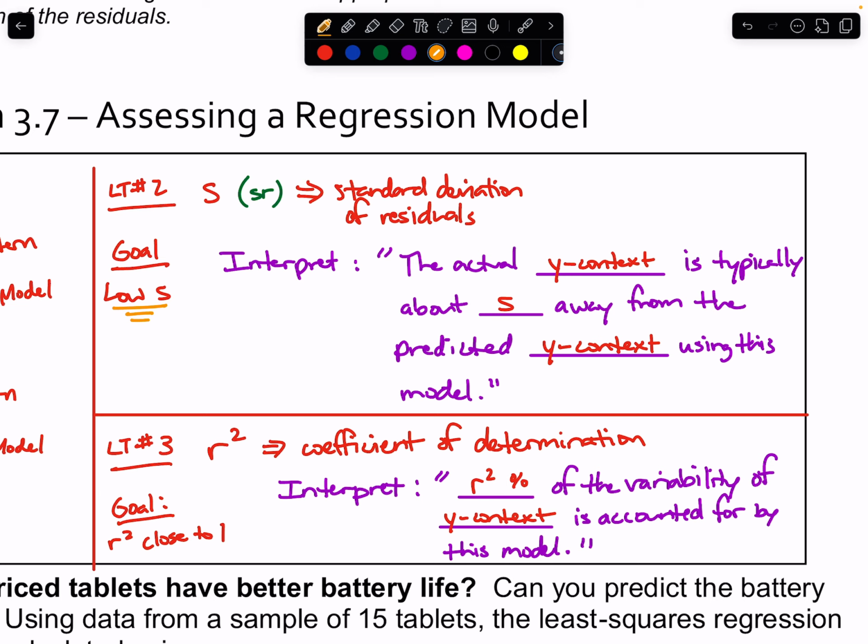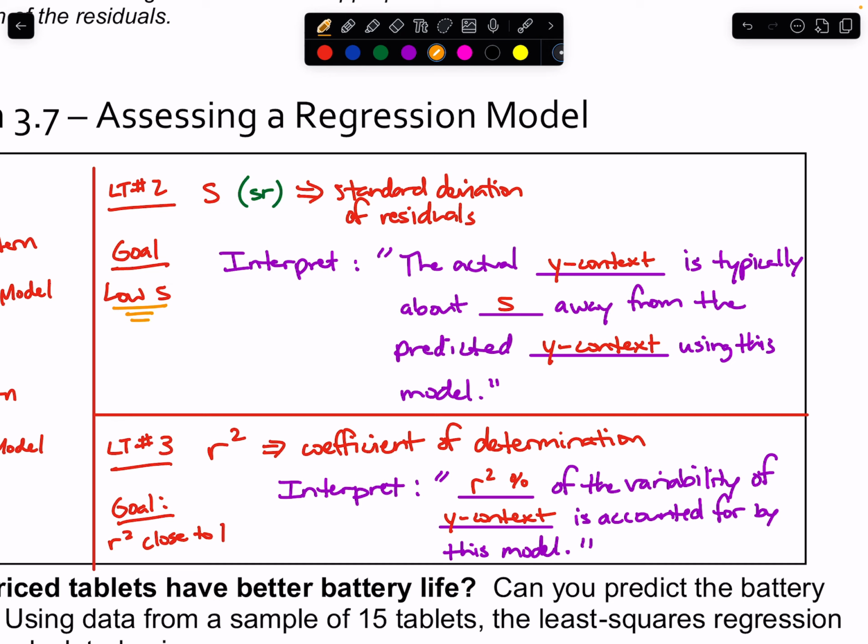because that means we're close to our prediction line. So the lower we are with our S or SR, the closer we are to the actual prediction line, which means our prediction line is really, really accurate and is a good model. To interpret that, we can use this sentence frame: the actual, whatever Y context is, is typically about that much away from the predicted Y context using this model, the linear model, the quadratic model, the cubic model, whatever we're using.